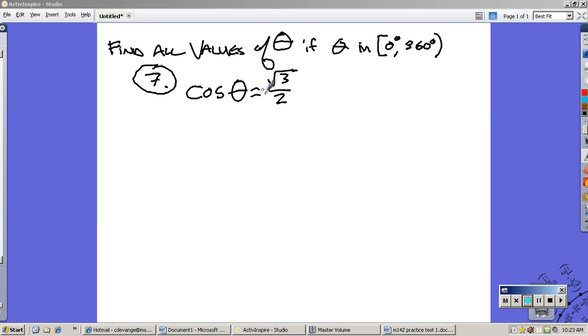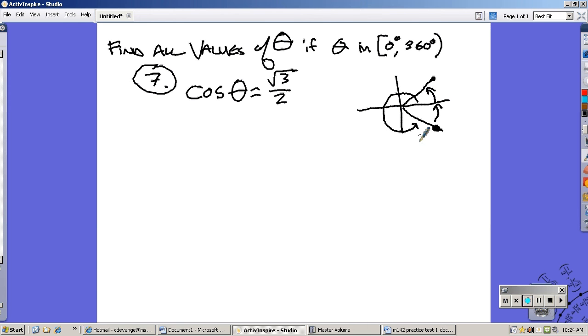First off, I'm just going to think about this cosine. Cosine controls x, and cosine's positive here, so this is going to be when x is positive. So at some rotation this way, if this is 1, I'm going to end up with x being root 3 over 2. And then at some rotation this way as well, I'm going to end up with the same value. So these both have the same x value.